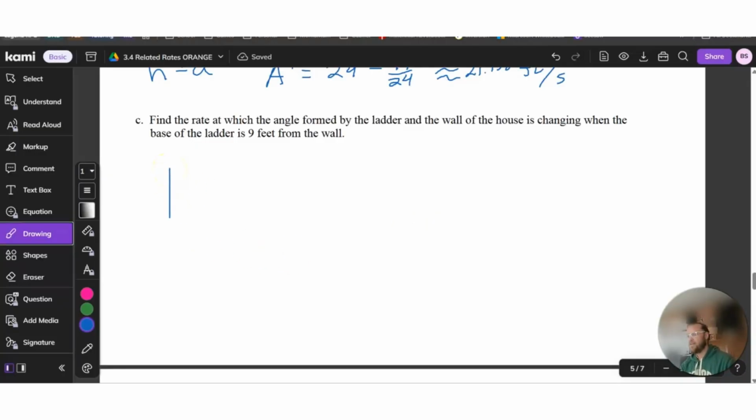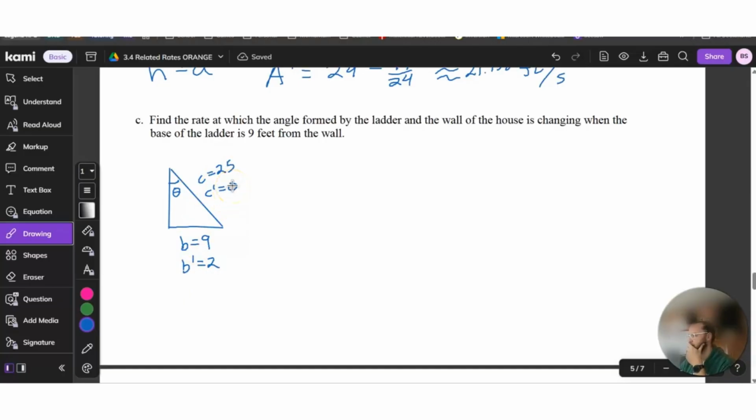Find the rate at which the angle formed by the ladder and the wall is changing when the ladder is 9. So that would be this one. I'm changing the base to 9. I can still keep my B prime, my ladder, my C prime. But if B is now 9 instead of 7, can I reuse any of the stuff I calculated, or do I need to recalculate it? Now, in this particular case, I may not need to, because if I'm doing an angle, which trig function am I going to do to relate B and C, the opposite and the hypotenuse?